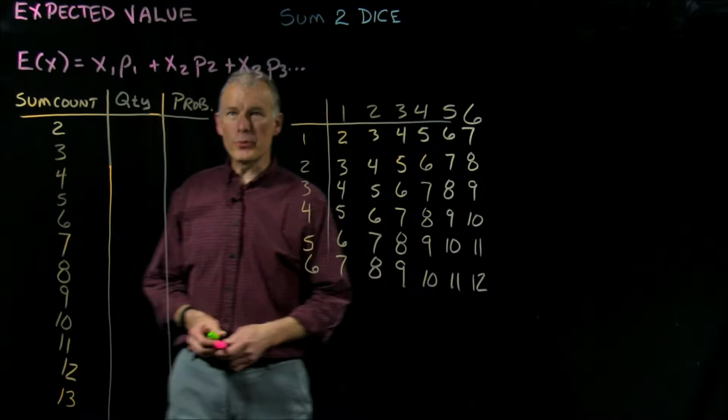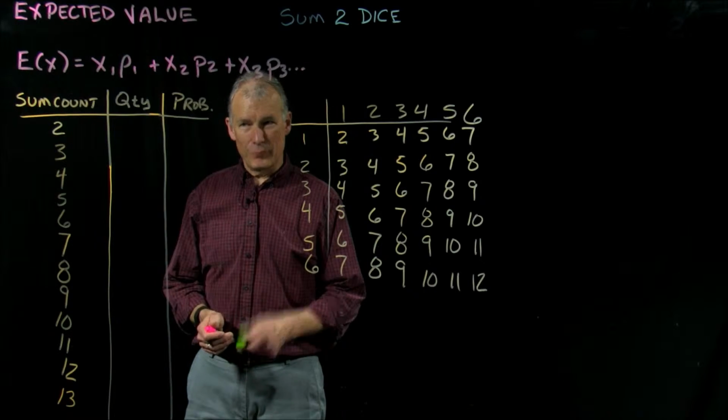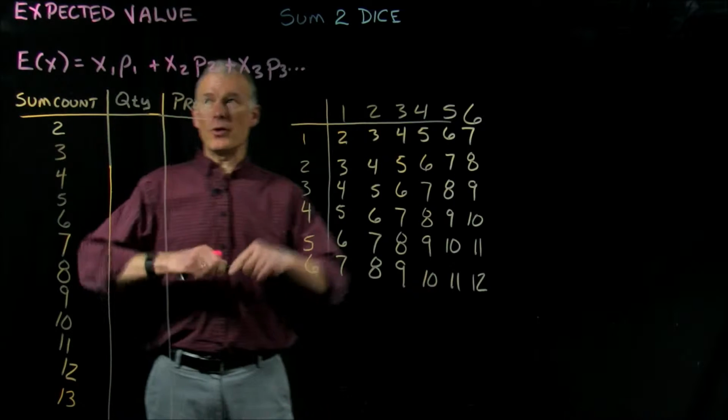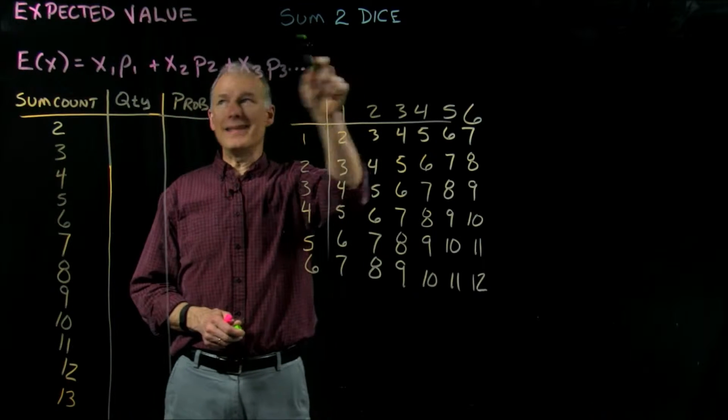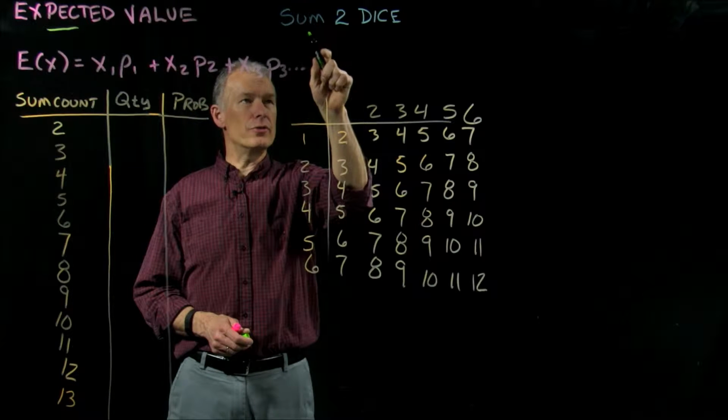So let's try to work through some probability distributions. Probability distributions, that's how you'd say that. So here's the basic question. We'd like to find the expected value of shaking two dice.